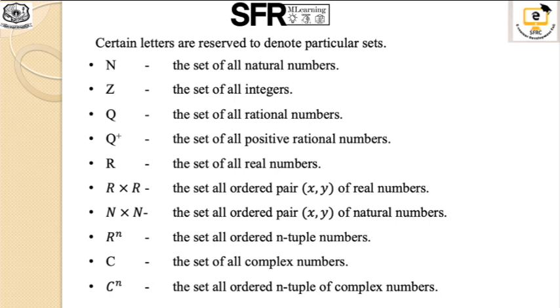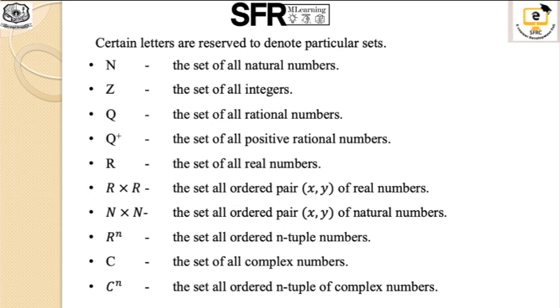Capital N denotes the set of all natural numbers, that is, it starts from 1 to infinity. Capital Z denotes the set of all integers, that is, the set having 0, plus or minus 1, plus or minus 2, etc., up to plus or minus infinity. Q denotes the set of all rational numbers. It will be of the form p by q where q is not equal to 0. Here Q contains Z as well as N, and Q plus denotes the set of all positive rational numbers. It does not contain the negative rational numbers, it contains only positive rational numbers.